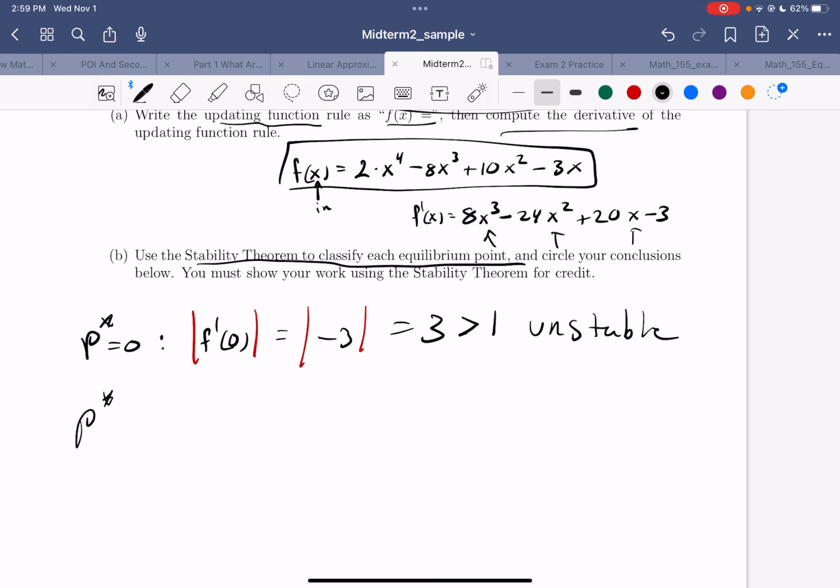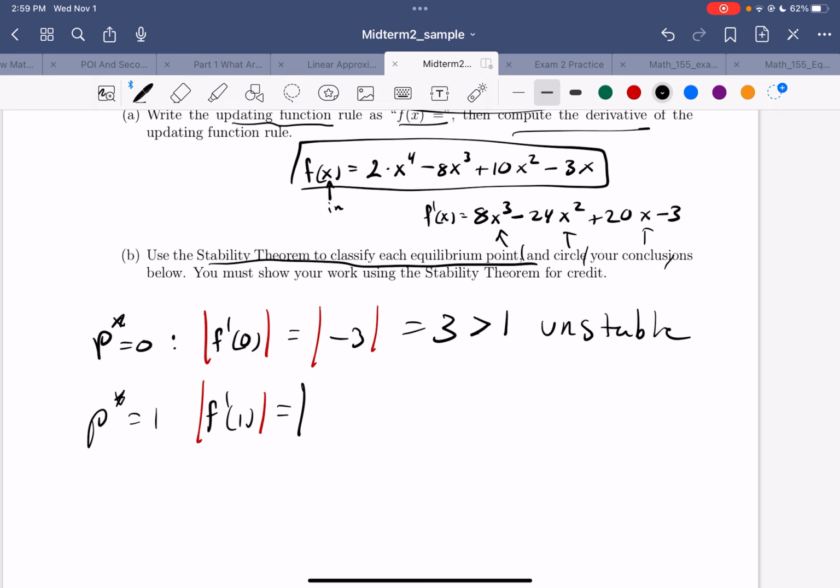All right, let's look at p star is equal to 1. So now I have to do f prime at 1, but I don't care whether I'm going uphill or downhill. I just care how steep I am. So we need the absolute value. If I plug in 1, this is 8 minus 24 plus 20 minus 3. And if you work it all out, that's negative 7 and 8. This is 1. This is inconclusive.